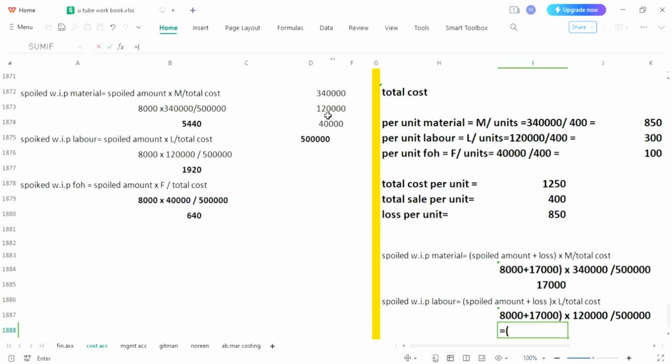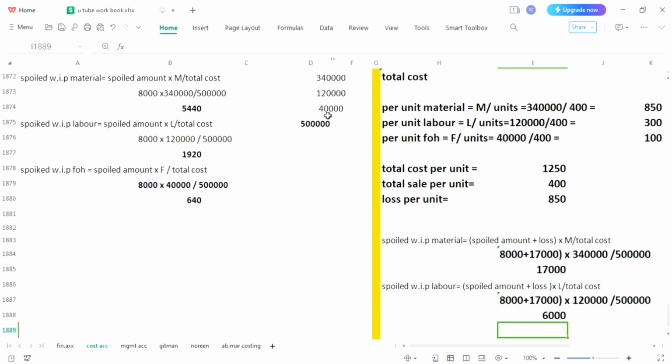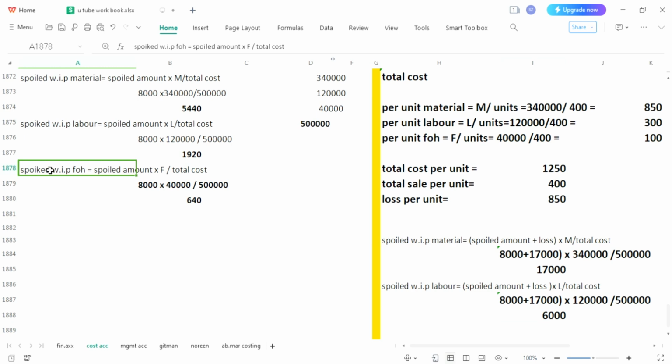Now you can put it on the calculator. 8,000, then add 17,000, multiply it with 120,000 and then divide by 5 lakh. 5 lakh, 120,000, 17,000, 8,000. So we have got our second amount of work in process. Then we need to have this third amount.